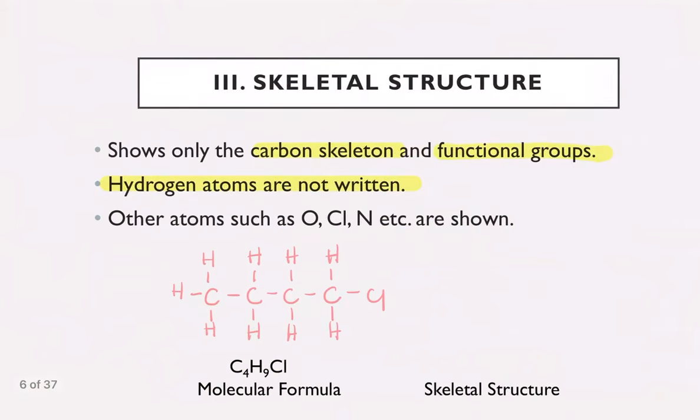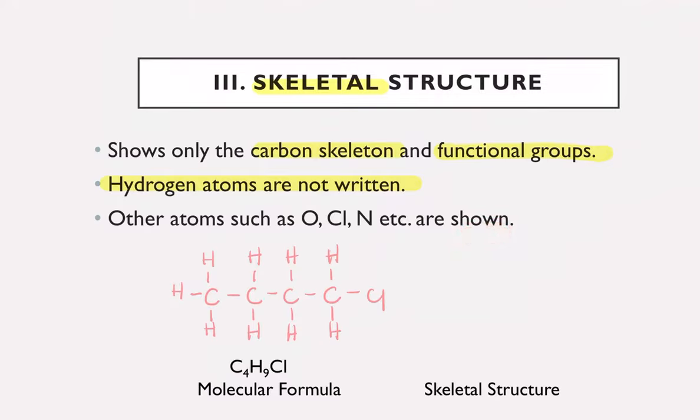Okay. Next we have the skeletal structure. So skeletal structure ni bila awak dah pro, usually chemists will use skeletal structure to show your molecule. Alright, so in skeletal structure, obviously dia cakap skeletal, maksudnya you are going to only show the carbon skeleton, and your functional groups. Right, so your hydrogen atoms will not be written. So you're not going to show your hydrogen atoms. So other atoms like oxygen, chlorine, nitrogen, and apa-apa selain hydrogen you will show.